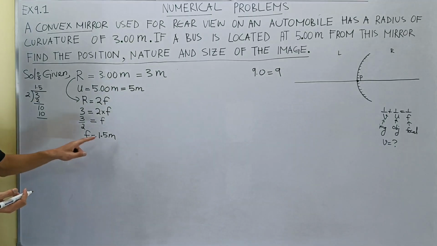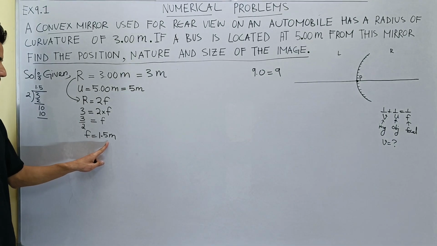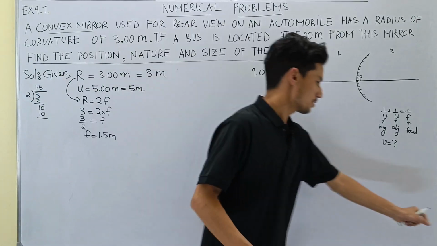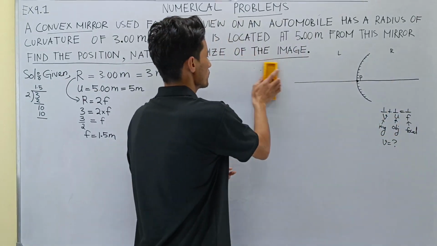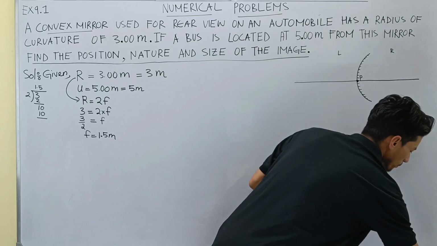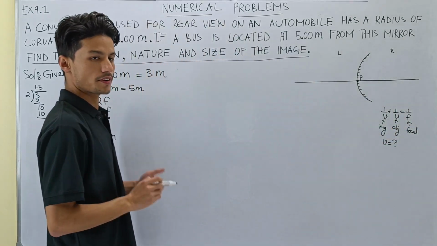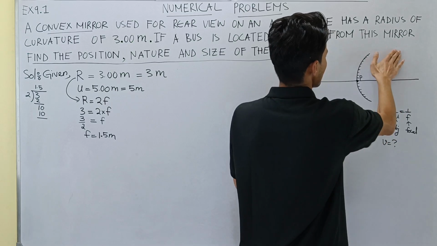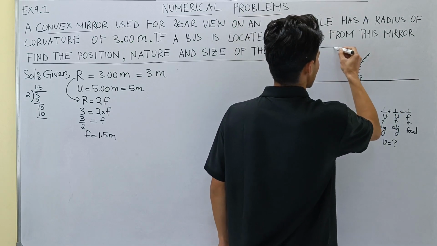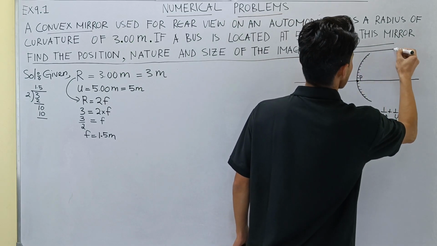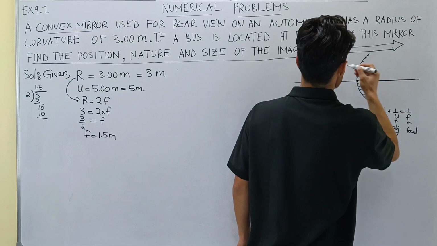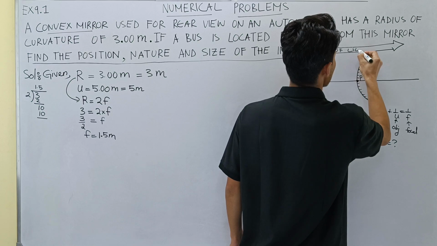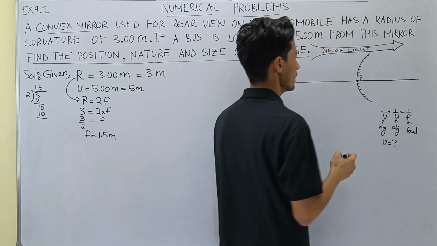Now after you are done here, always remember to check for the sign. All right, so let's check for the sign. In the previous video, we have learned about sign Cartesian. Very important, we have to check the sign. Remember that the direction of light is very important. Always, this is the direction of light. Always remember the direction of light.